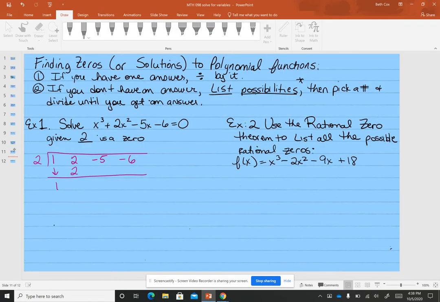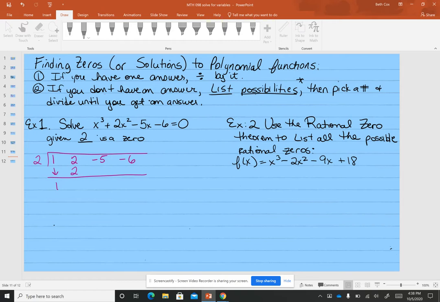Okay, so I found my mistake on this one. So we're going to do synthetic division with this first one. It says solve this polynomial equation given 2 is 0. If we have one answer, we're going to divide by it and find the other ones. There are 3 solutions to this problem, and we're going to find them. The first one is 2. It's given to us, and we're going to find the others.